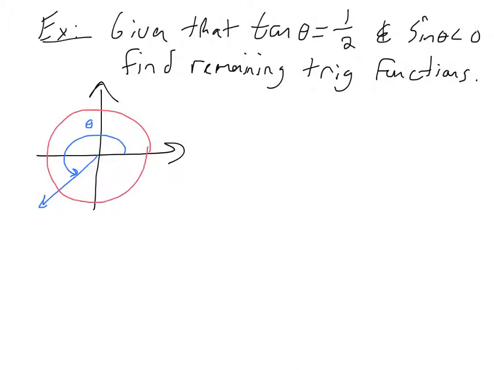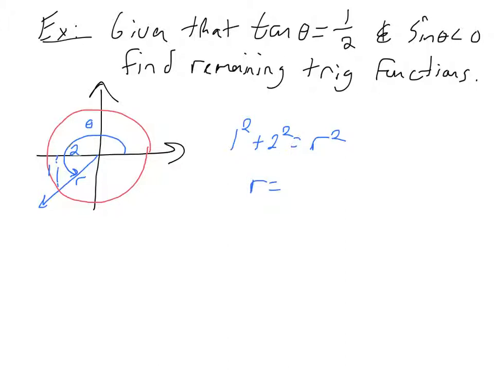Let's go ahead and we know tan is 1/2. So let's assume that if tan is 1/2, that y is equal to 1 and x is equal to 2. So y is equal to 1 and x is equal to 2, so we want to know what r is equal to. So 1 squared plus 2 squared by Pythagorean theorem has to equal r squared.